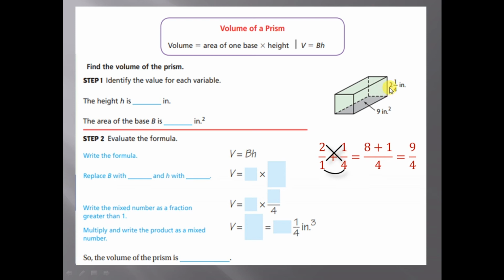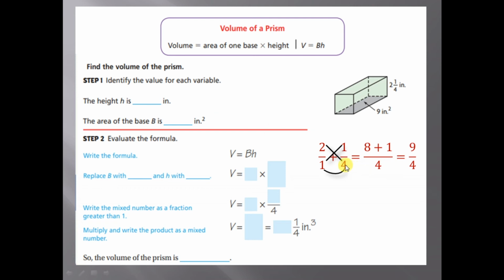Okay, so it will be 2 plus 1/4. The denominator of 2 is 1. Now, how to convert this into a fraction? First, find the denominator. What is the denominator? It's 1 multiplied by 4. It's 4. Then, find its numerator.